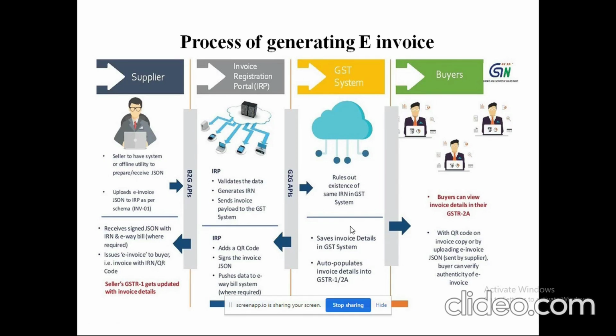Then the invoice registration portal adds a QR code and signs the invoice using digital signature. A JSON file will be generated and the JSON file will be signed using the digital signature of the IRP. When e-way bill is required to be generated, this data will be pushed to the e-way bill system. The supplier thereafter receives the signed JSON file with IRN and e-way bill where required. He receives signed JSON, which indicates the registration of e-invoice, and the supplier receives the generated e-way bill also.